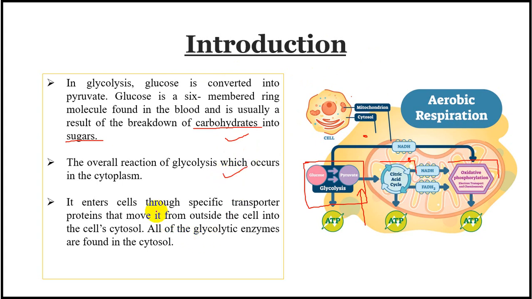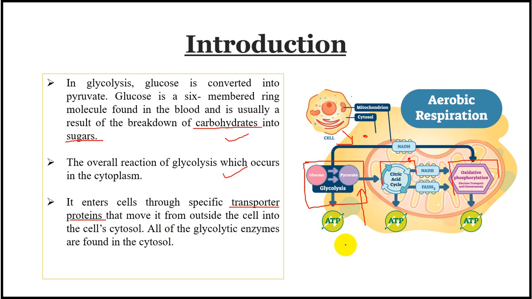Glucose enters the cell through a specific transporter protein. How does it enter the cell? It enters through specific transporter proteins, which move it from outside the cell into the cell cytosol. This is the function of transporter proteins. All the glycolytic enzymes we have discussed are present in the cytosol. In the next video we will also discuss the citric acid cycle, its functioning, its importance, and oxidative phosphorylation also. These are all interrelated to each other.